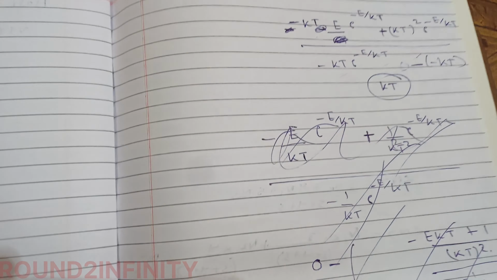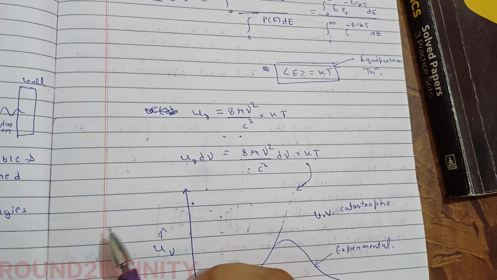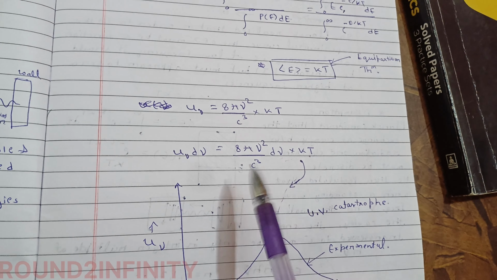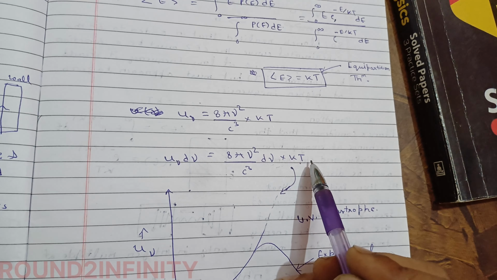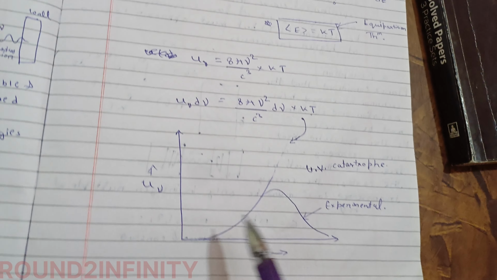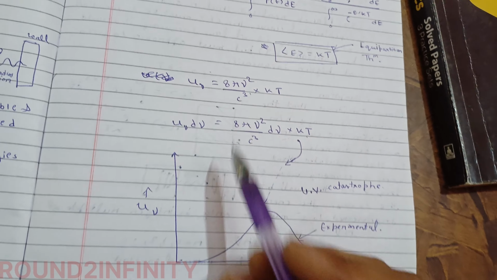Now you will just substitute kT in place of the average energy, so you will get the whole expression. So u nu will be 8 pi nu square divided by c cube into kT. Now u nu d nu will be the average energy per unit volume per unit frequency. Now if you try to plot this, it goes with the square of frequency, and all other things are constant because temperature is constant. So u nu will go like this using this expression.